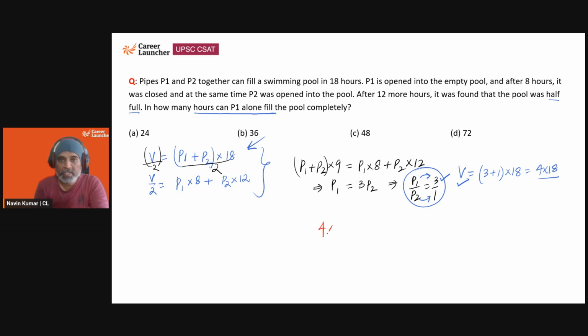So 4 into 18 is the volume that P1 is supposed to fill at the rate of 3 liters every hour. And the time it is going to take is, let's say, T. So from here, we will have 3 into 6 is 18. So we'll have T is equal to 4 into 6, which is going to give us 24, which means P1 can fill this alone in 24 hours. Option A.